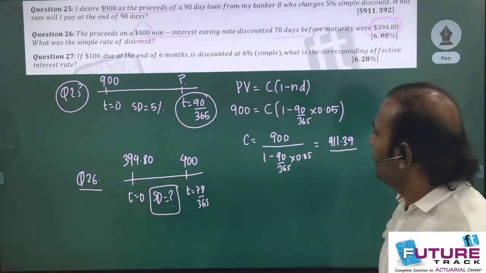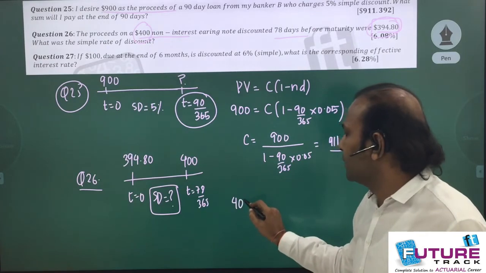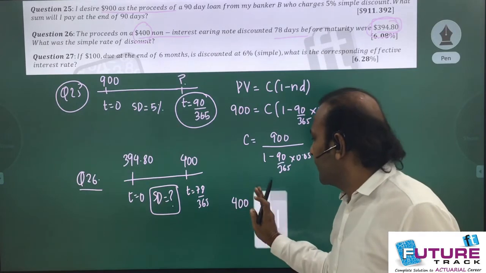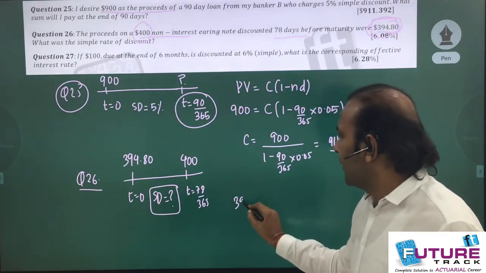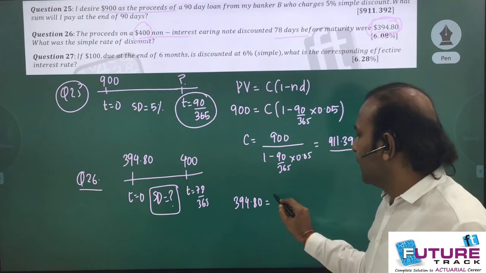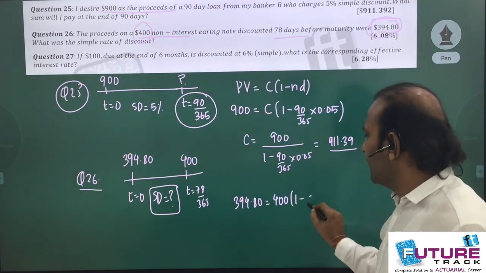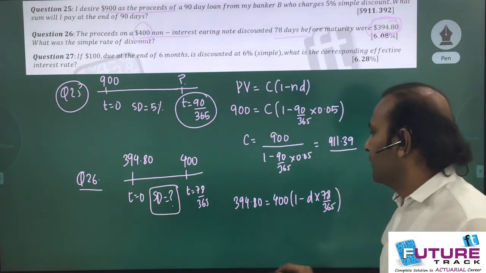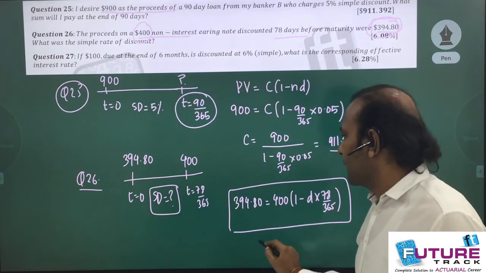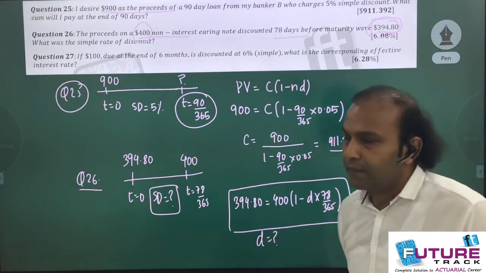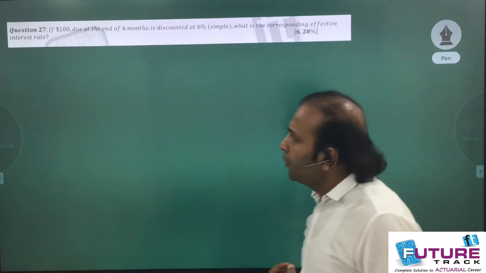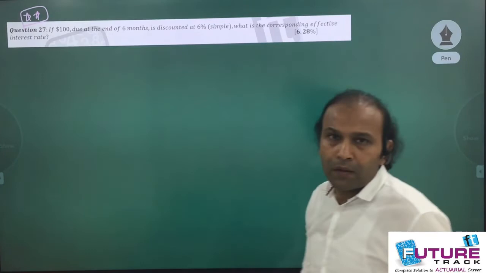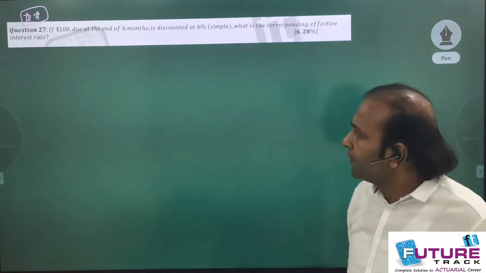Fine. So please find out present value. The formula is C(1 minus nd). So present value 394.80 is equal to 400(1 minus d into 78 divided by 365). So please solve for d and get the answer. Now class, this is one of the most important questions, most asked question from this chapter in the papers. So let's see this question.